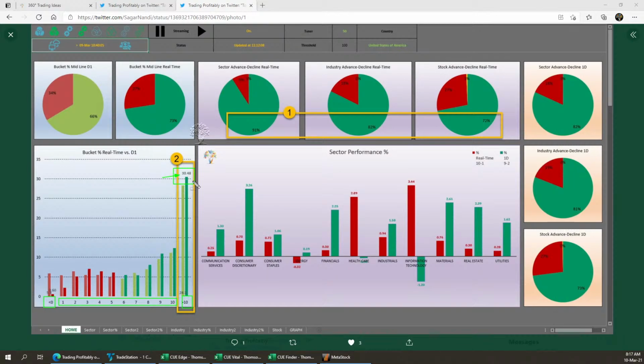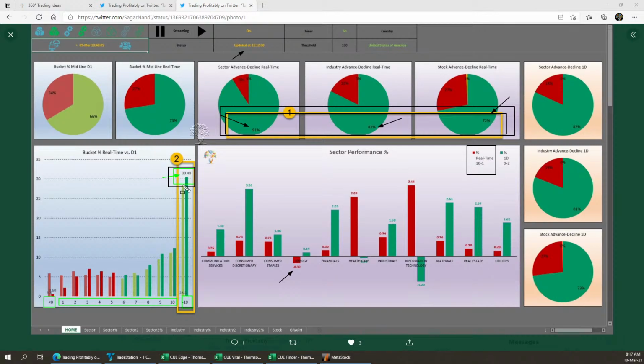Now if you see the whole picture, the market was still very strong as of that time, say 11:15 a.m. Eastern Standard Time. 91% of sectors were up, 82% of industries, 72% of stocks were up. 10 of the 11 sectors were up, only one was down, that was energy. So the sectors were very bullish, and industry stocks, everything was bullish. However, I could assess the overheated nature of the market from the real-time bucket analysis.